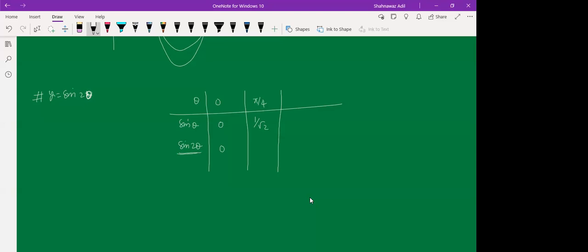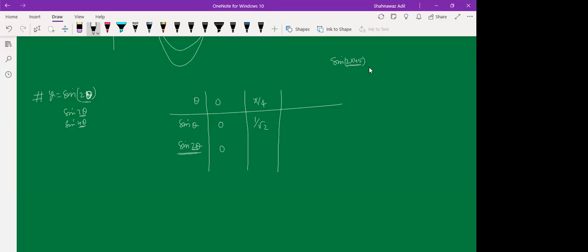So this is not the multiplication. You are multiplying the angle. The angle is being multiplied, right? Don't think that this is the other multiplication. This is the whole angle that we are taking. So if I write sine 3 theta, sine 4 theta, this is again the angle, right?